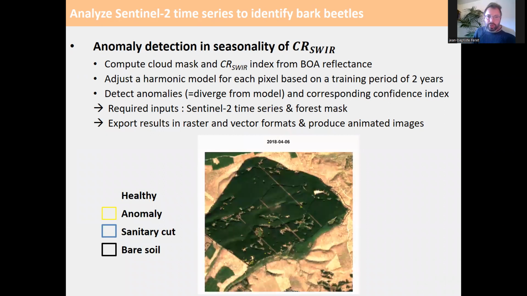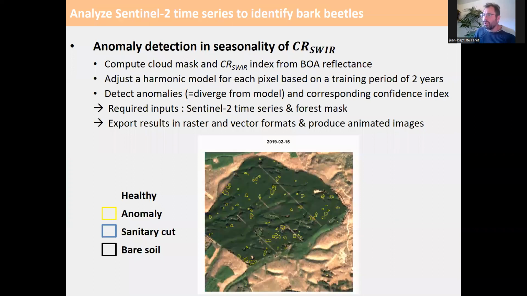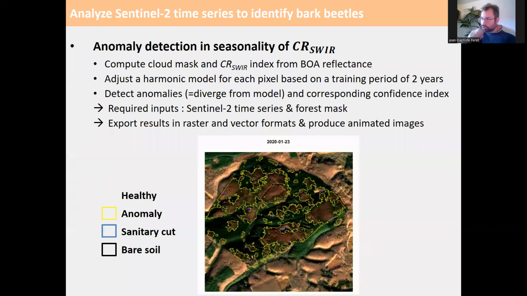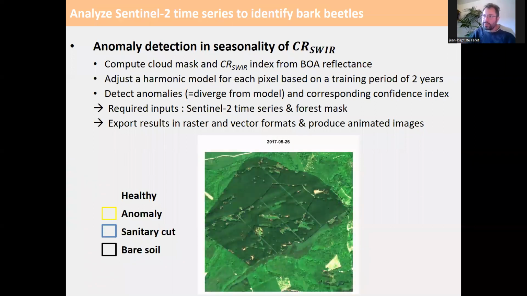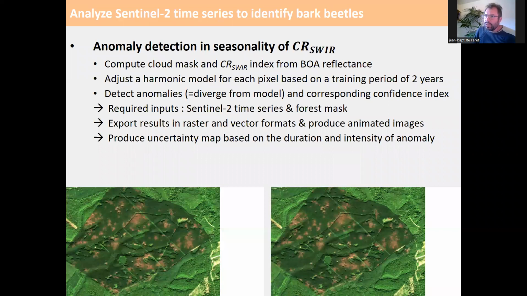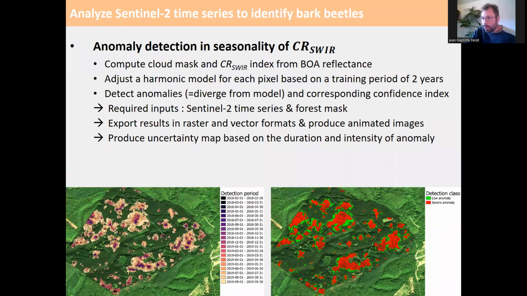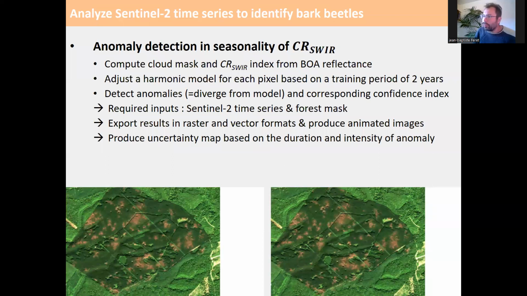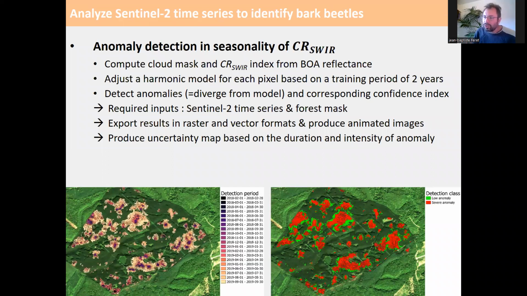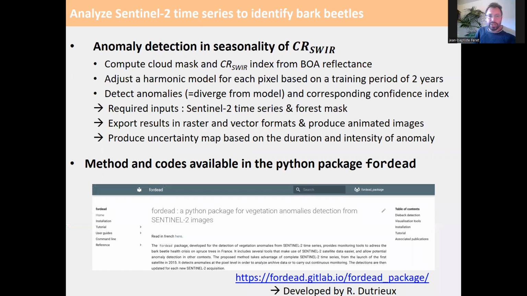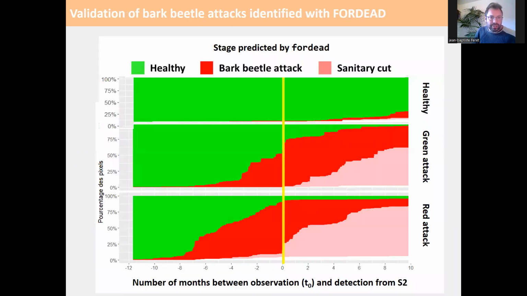So what can you do with this method? You can produce animated images. Here it's just an illustration of the evolution of forest dieback with time. These are the two main products: a detection map, which shows when pixels were attacked, and an anomaly class, which gives low and high anomalies, basically some kind of confidence index. You can find this method and all the documentation and tutorials in the repository following this link. This was developed by Raphaël Dutrieux, Tethys Research Unit.